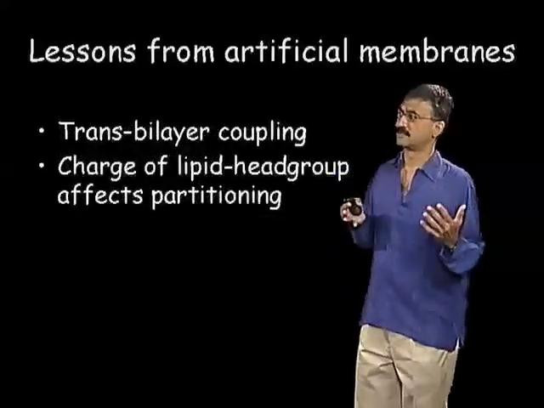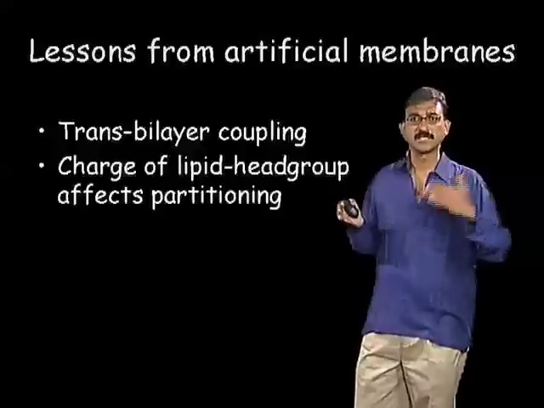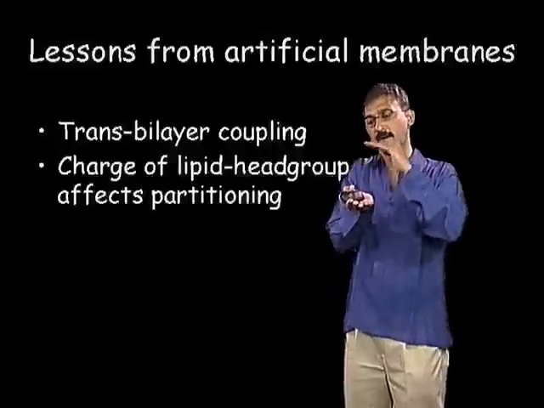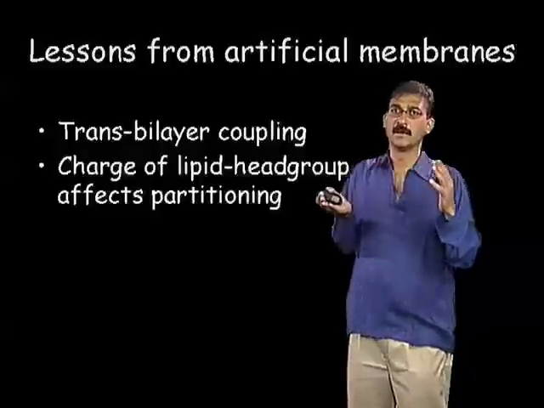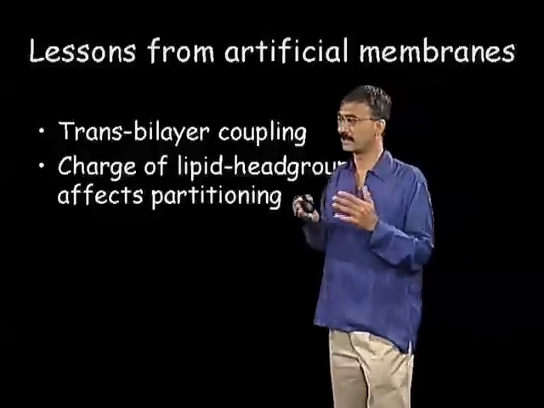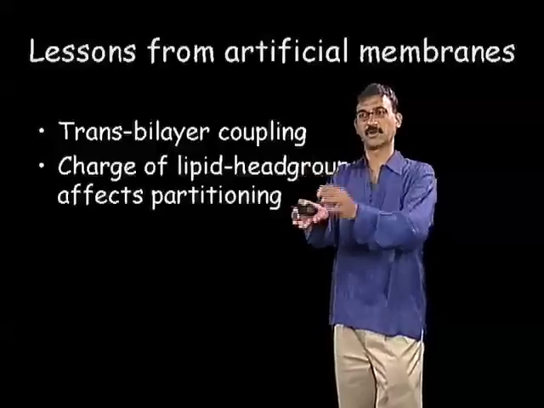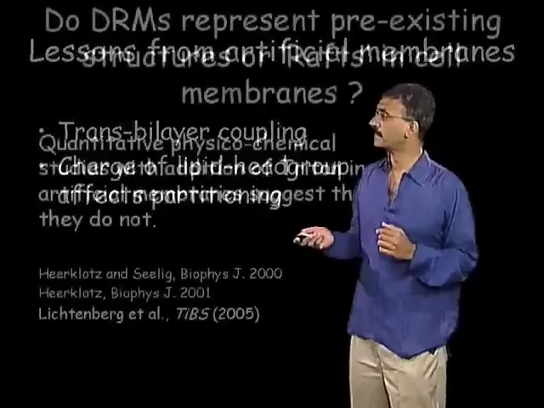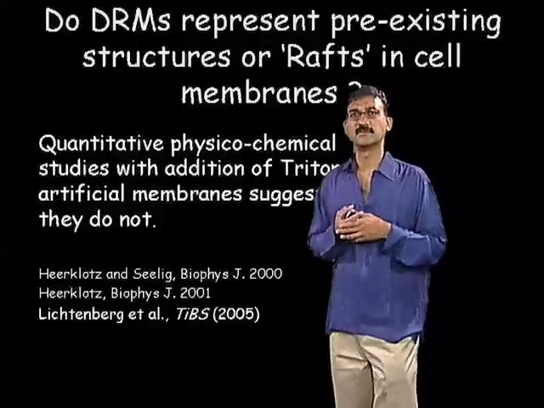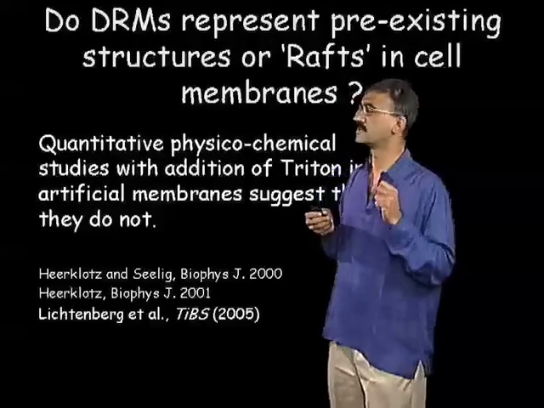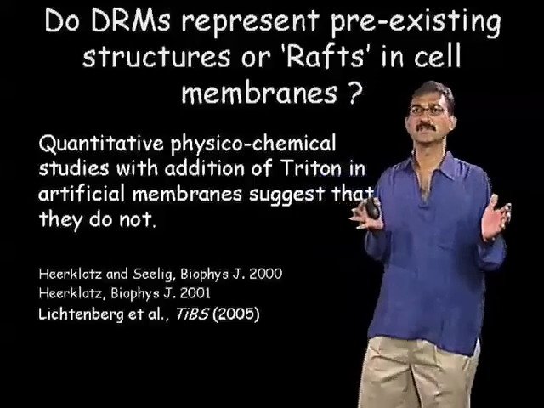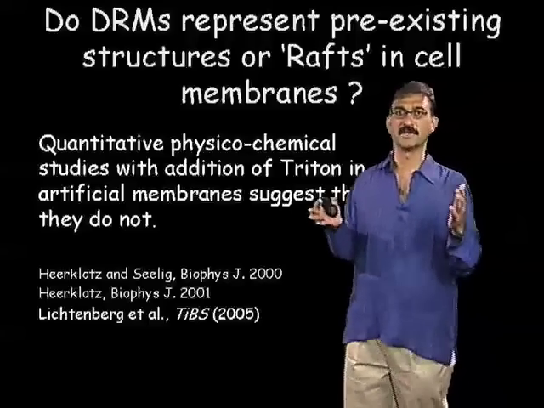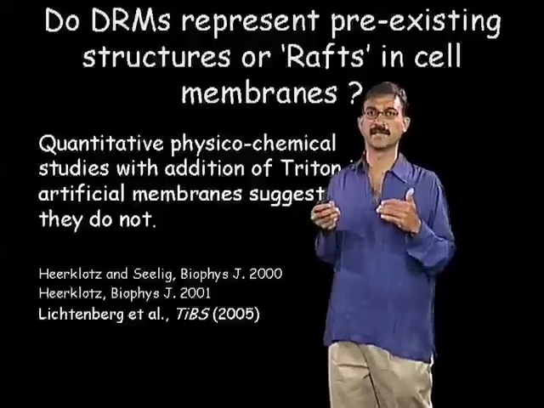Other lessons that we've learned from artificial membranes is that there could be a transbilayer coupling of lipids across the outer and inner leaflet. The charge of the lipid head group could also affect the partitioning of a lipid component in a liquid ordered domain with respect to that of a liquid disordered domain. But I think the question remains is, are these detergent-resistant membranes pre-existing structures or functional domains in cell membranes, or are they some artifact of the operational criteria that people have used to isolate them?